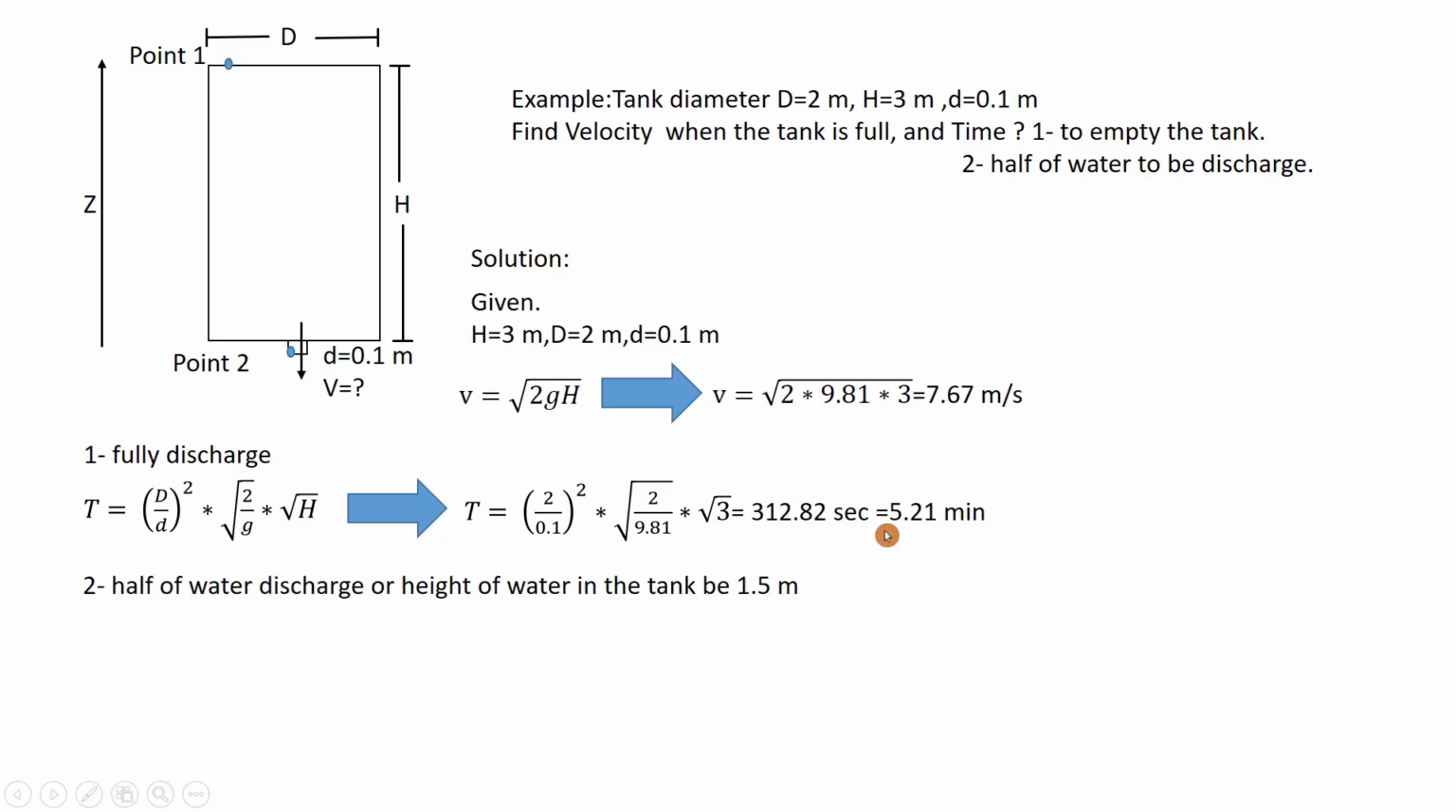For half of the water discharged, the height of water in the tank will be 1.5. That is the time. This much water is drained. So how much time does it take for this volume to be drained?